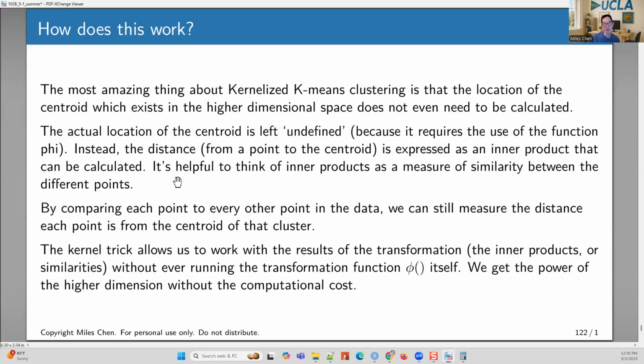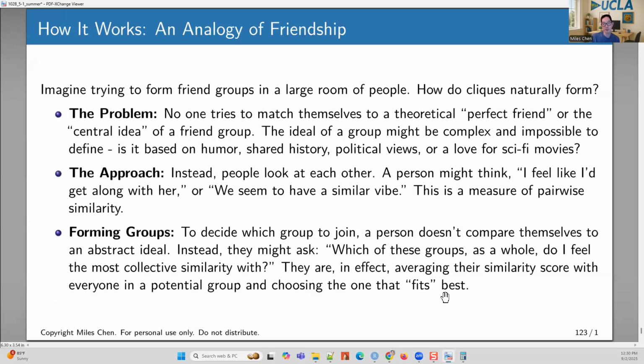because that requires the use of that transformation function. But instead, the distance from a point to the centroid is expressed as an inner product that can be calculated. We can think of these inner products as some measure of similarity, even if it's not really directly that. What we're able to do is compare each point to every other point in the data, and we're still able to measure the distance from each point to the centroid. And this allows us to work with the result of transformations without ever running the transformation function itself.